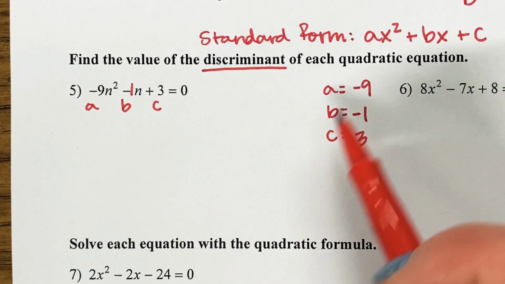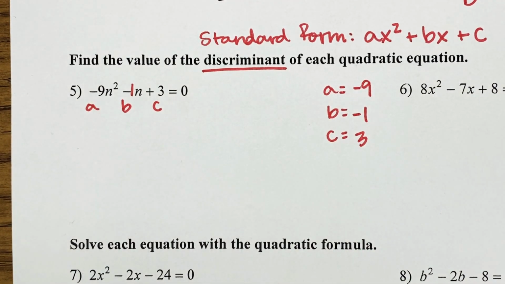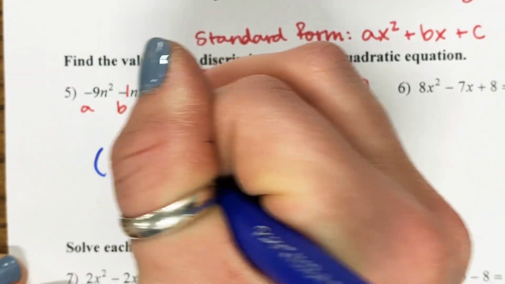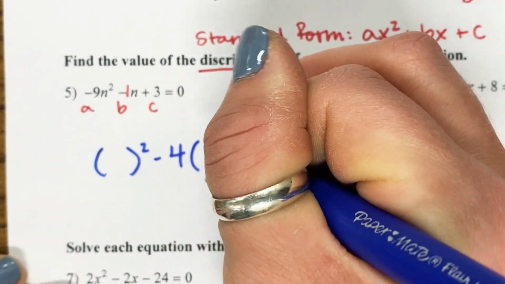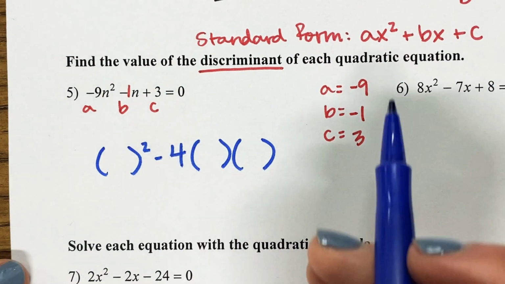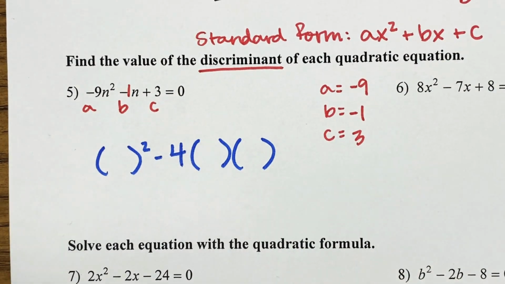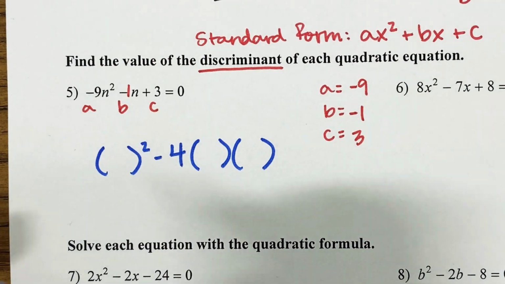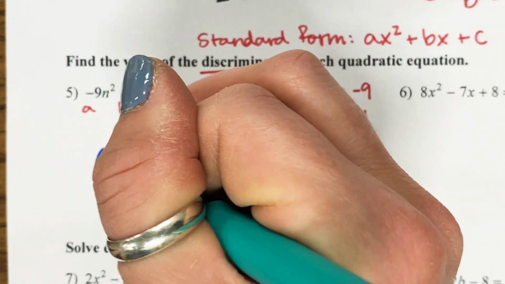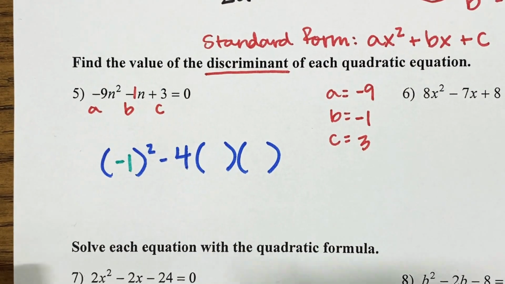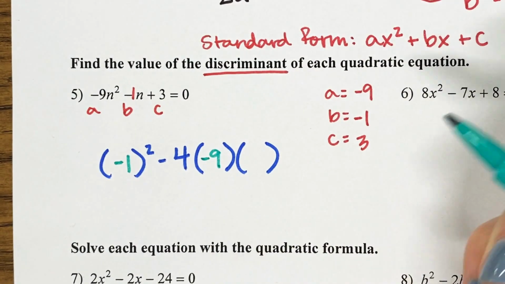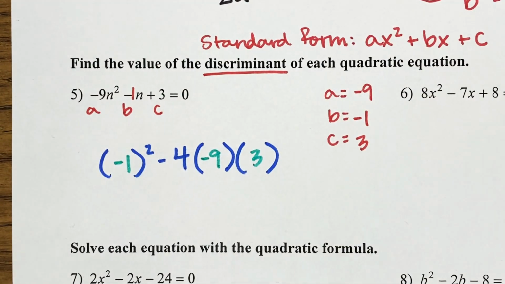Now that we know our a, our b, and our c, we can plug them into our formula for the discriminant. I have b squared minus 4 times a times c. I just didn't write the a's and the b's and the c's because we're going to fill them in with what we know. My first is b squared. What is my b? That is negative 1. Minus 4 times a, what's my a? Negative 9, and my c is 3.